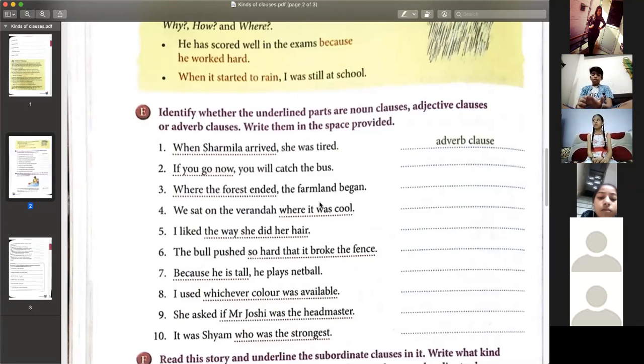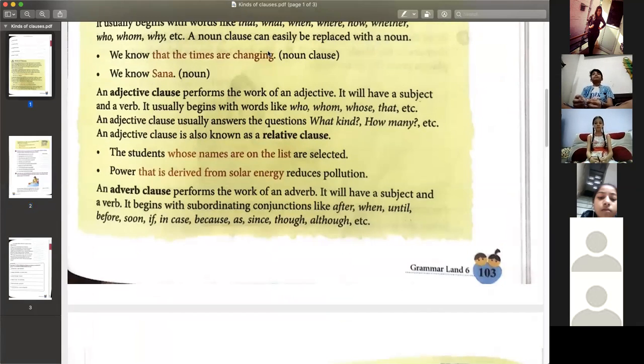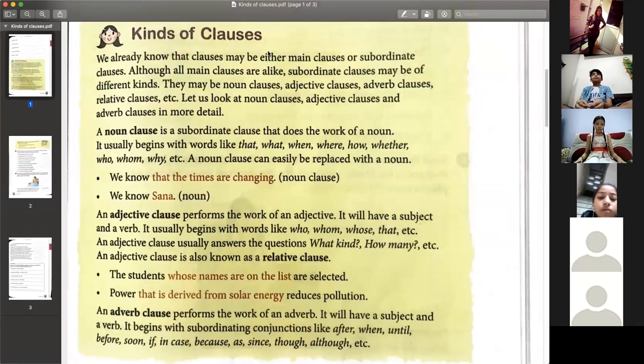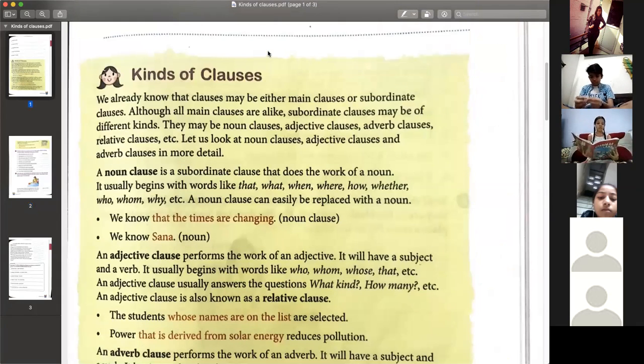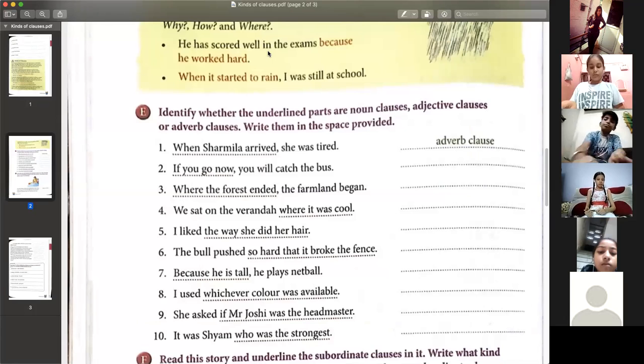If I say, where the forest ended, the farmland began. We see the rules from where they should be starting, which words should be there. Yes, Dolly. Ma'am, the answer is noun clause. Noun clause. Very good, Harshita. Correct, Priyanshi. Okay. We sat on a veranda where it was cool.